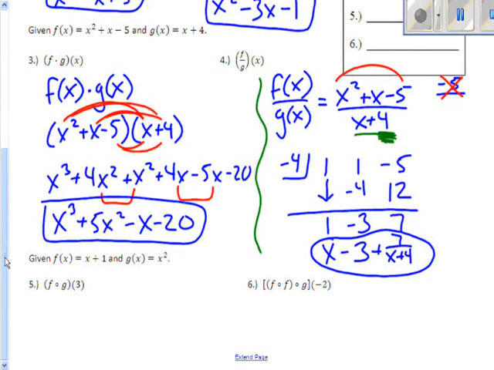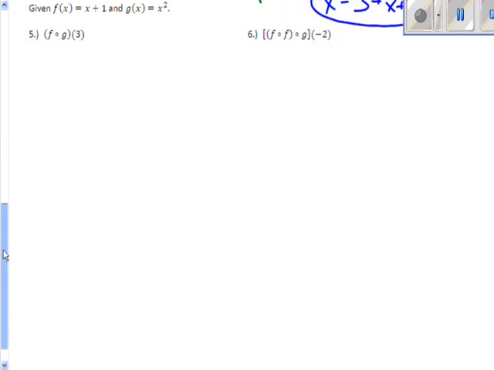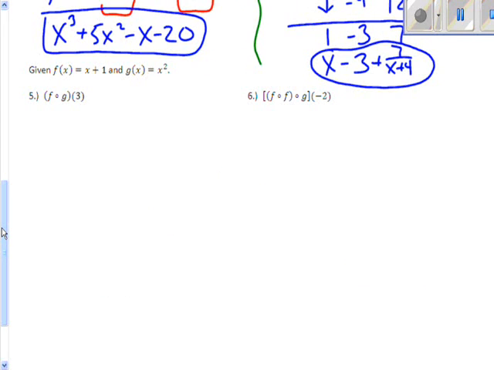For this next one, I've got f of g of 3. And since I have f of g of 3 here, I'm going to rewrite in the other notation. That really just means f of g of 3. And when I do this, I'm just going to start inside the parentheses with the g of 3.